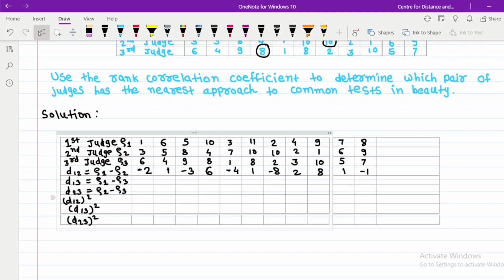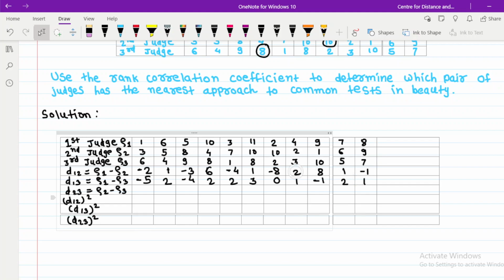Then in the next row we have to calculate the value of D13, and D13 is equal to row 1 minus row 3. 1 minus 6 is equal to minus 5, 6 minus 4 is equal to 2, 5 minus 9 is equal to minus 4, 10 minus 8 is equal to 2, 3 minus 1 is equal to 2, 11 minus 8 is equal to 3, 2 minus 2 is equal to 0, 4 minus 3 is equal to 1, 9 minus 10 is equal to minus 1, 7 minus 5 is equal to 2, and 8 minus 7 is equal to 1.